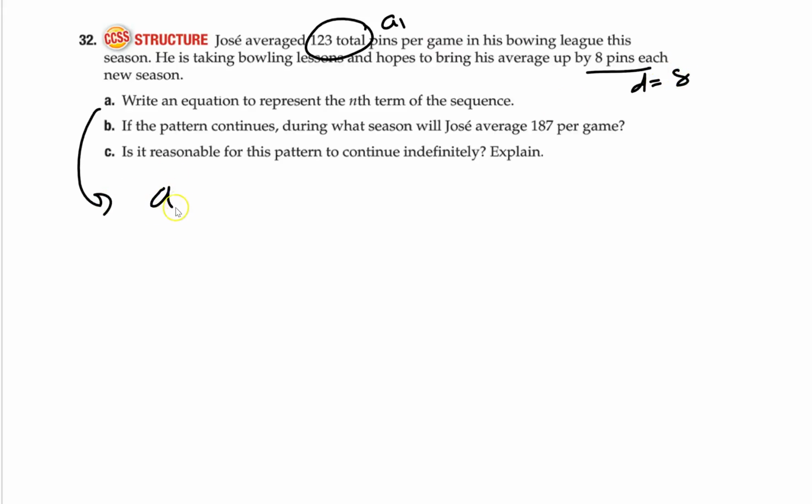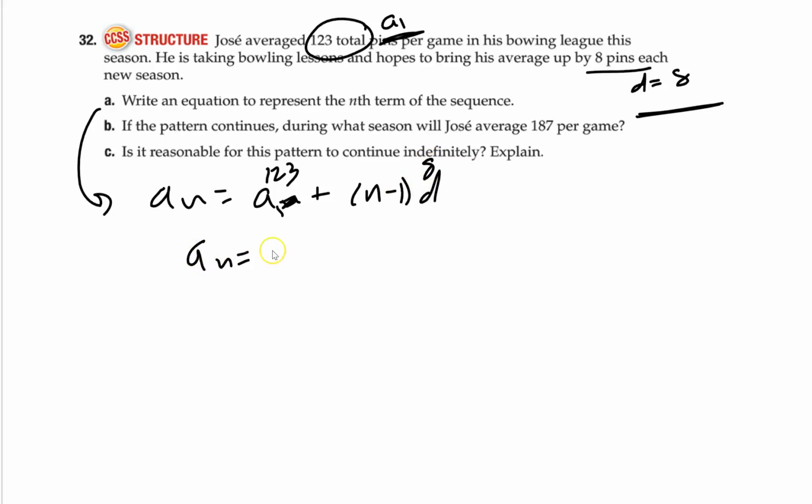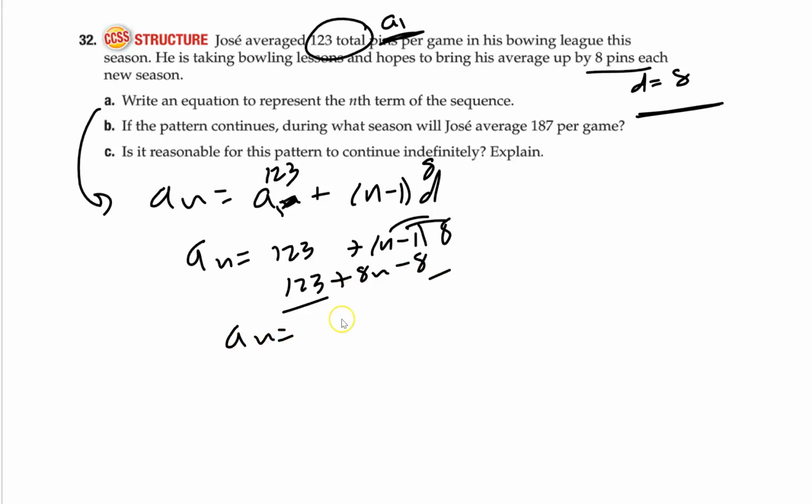Do you want an equation? Remember, the way you write an equation, all you need is 2 things, funny enough the same 2 things I got: a1 and the common difference. So this is 123. That should be a1, not an. That should be an 8. So my general form is going to be 123 plus n minus 1 times 8. Distribute. Don't forget that you multiply 8 by both of them. Add like terms, and you get 8n plus 115. So that's my general formula.